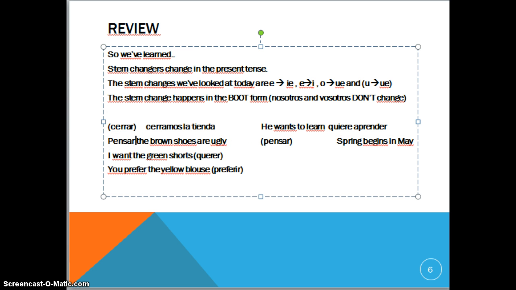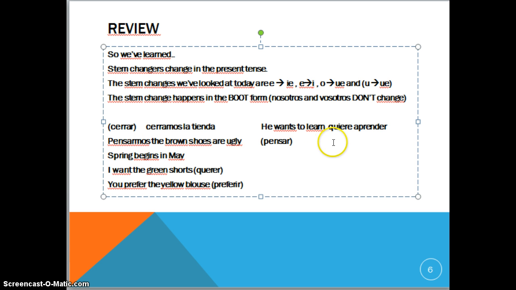We think the brown shoes are ugly. We think, pensar is to think. Change it to pensamos. Spring begins in May. To begin is empezar. We change the E to an IE. Empieza en mayo.